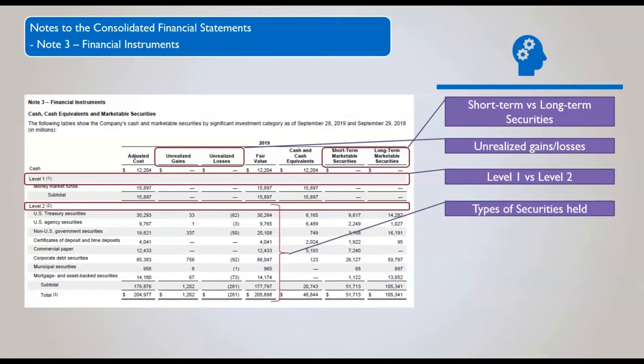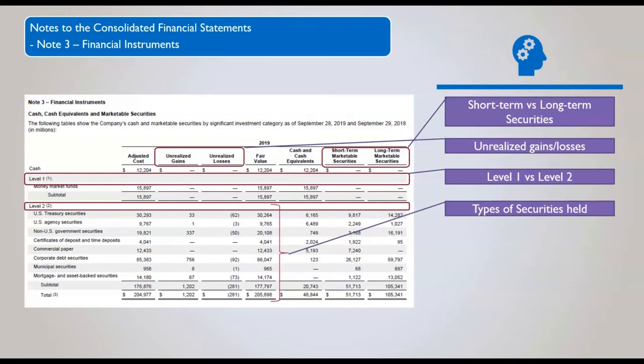And here we can see the types of securities held by Apple. So going back, we can see level 1, they're holding money market funds, and level 2, they hold different types of instruments such as treasury securities, non-US government securities, some commercial paper, some corporate debt securities, along with about $14.2 billion of mortgage and asset-backed securities.